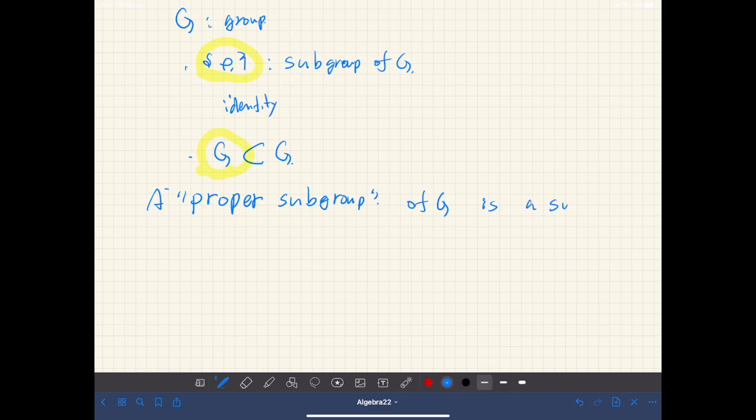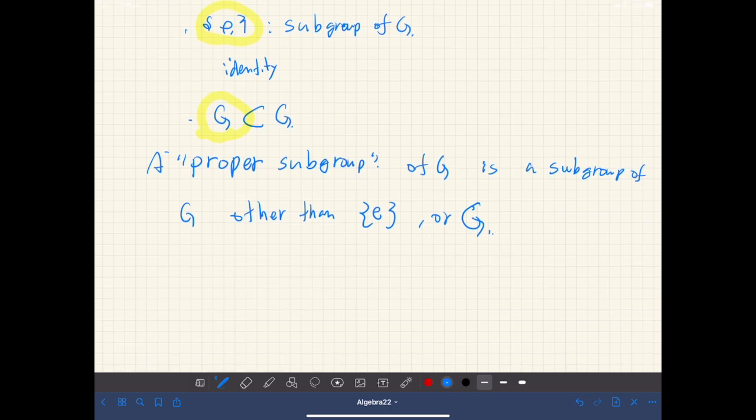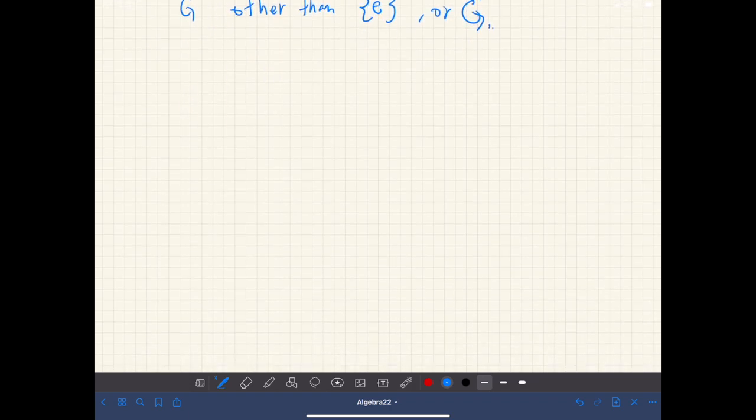Is a subgroup of G other than this or G itself. And let's see an example of a proper subgroup.